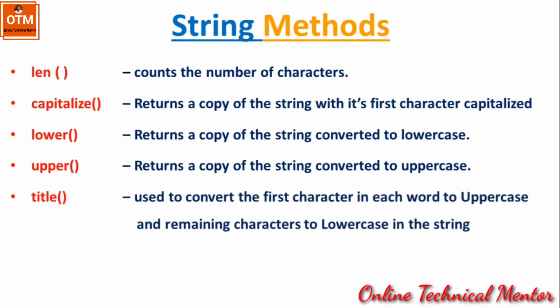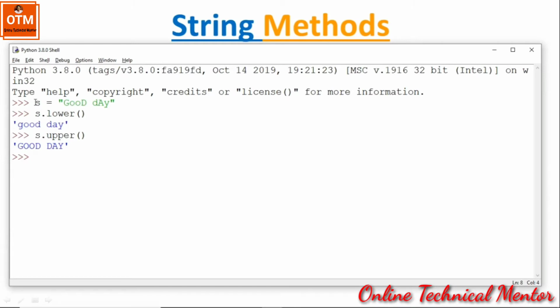Next, title. It is used to convert the first character in each word to uppercase and the remaining characters to lowercase in the string. That means, look at the same example, s equal to good day. It has two words, one is good and another is day. Now, if I write s dot title, look at the output. The first character of each word becomes uppercase and the rest of the characters are converted to lowercase.